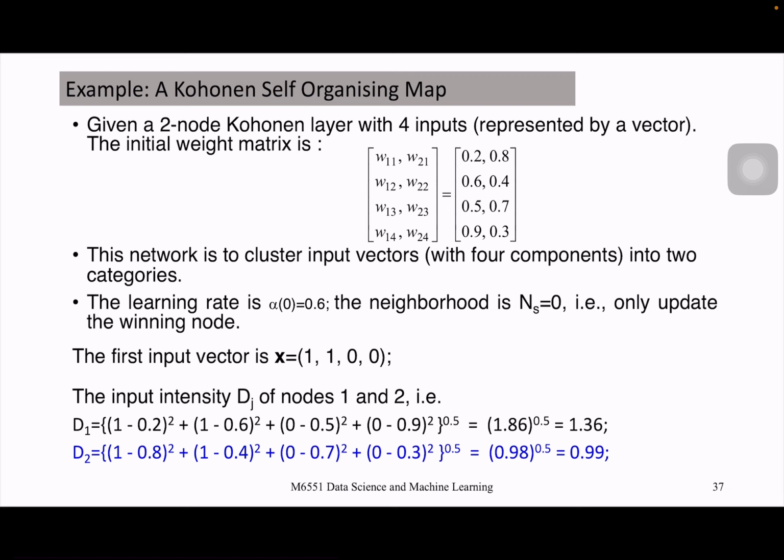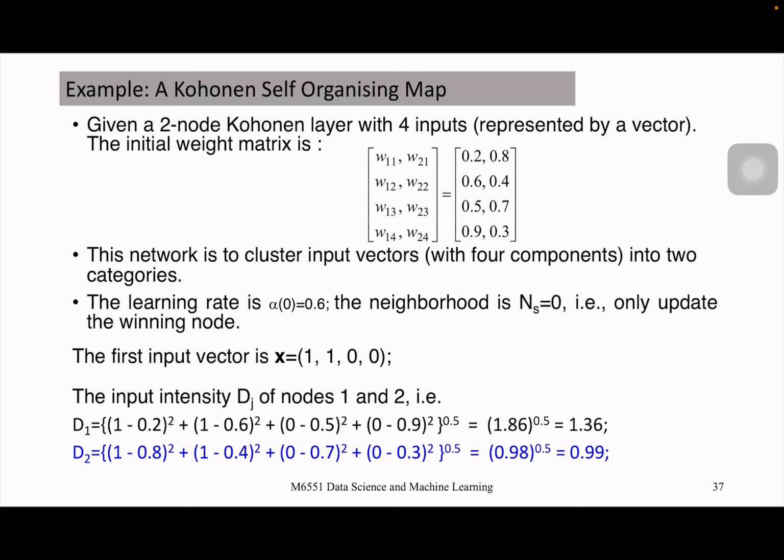So, an example of a Kohonen self-organizing map, SOM, given two nodes at the Kohonen level with four inputs represented by vectors. The initial weight matrix is W11, W12, and so on. The network clusters input vectors with four components into two categories. The learning rate is alpha naught equals 0.6. The neighborhood is when Ns equals 0.